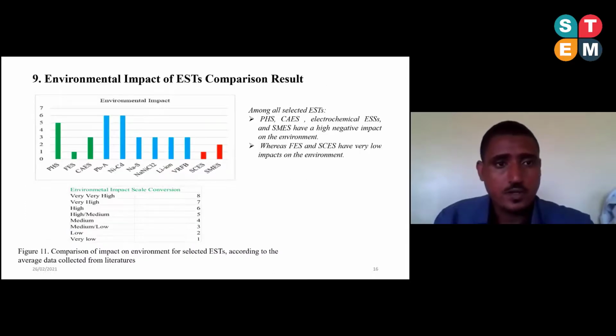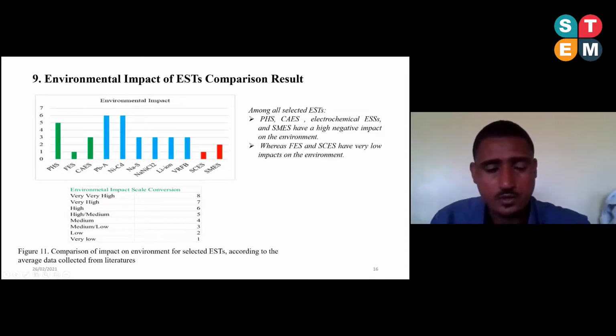And the ninth selection criteria for comparison is the environmental impact of energy storage. So as you see from the graph again, among all selected energy storage technologies, the pumped hydro and compressed air energy storage and all electrochemical energy storage have high impact on the environment, but the flow battery and supercapacitor energy storage have very low impact on the environment.